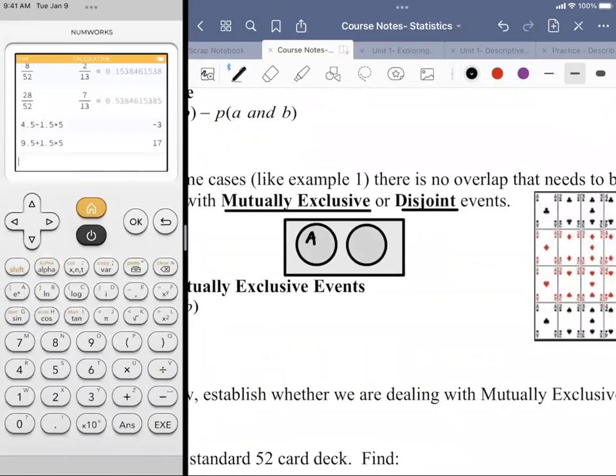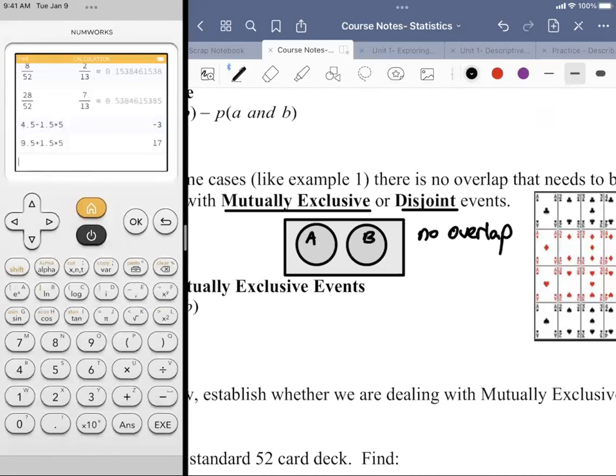So set A, set B, no overlap. No part of set A is also set B, and no part of set B is also set A. All right, got some folks coming in.